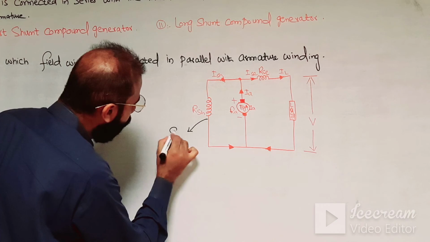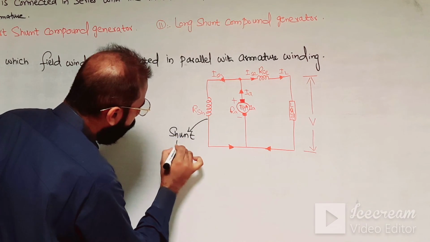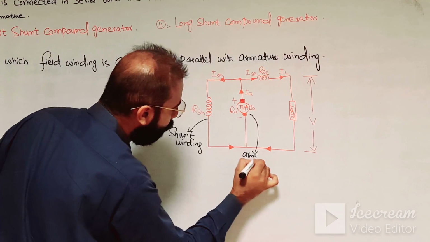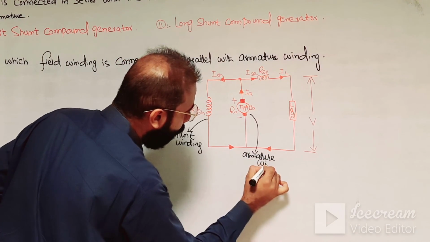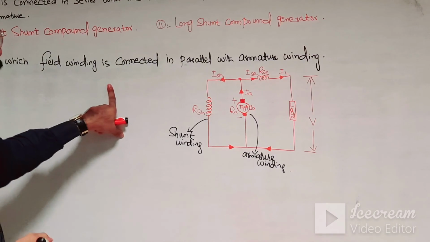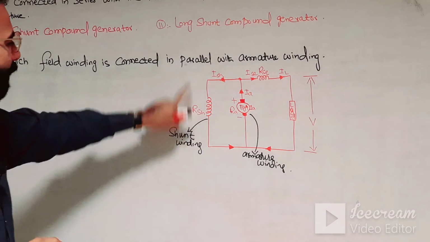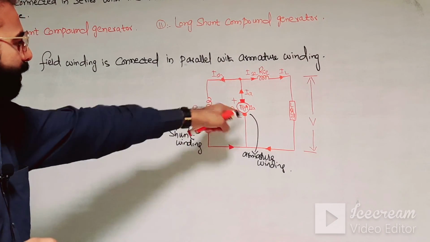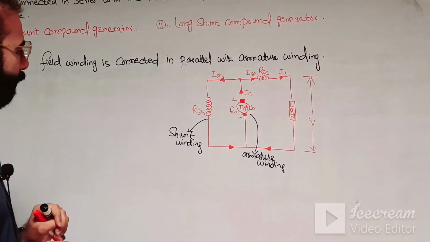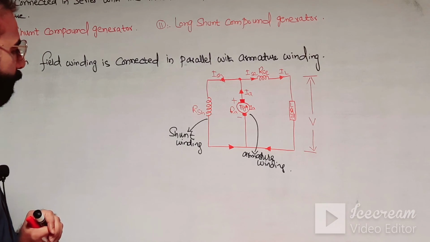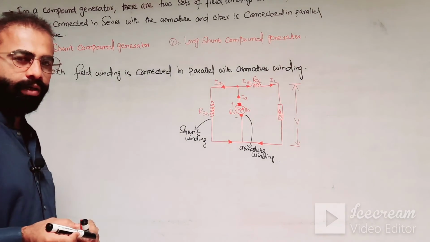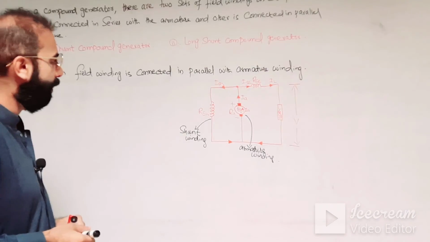In which this is the shunt winding and this is the armature winding. So in the short shunt compound wound generator, the field winding is connected in parallel with the armature winding, as you can see in the diagram. Now, let us write some equations related to the circuit diagram of a short shunt compound wound generator.